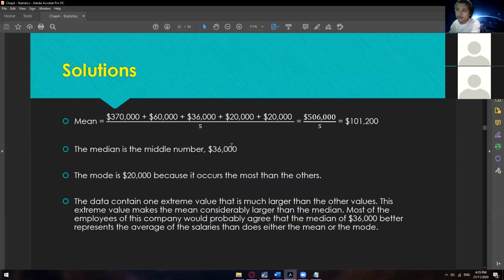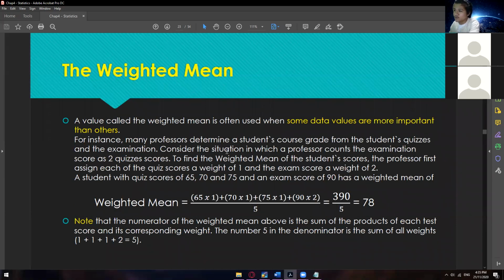All right, so anyway, let's move on to the next one, which is the weighted mean. This is just an advanced calculation when it comes to getting the average. A value called the weighted mean is often used when some data values are more important than the others. So let me give you an example.